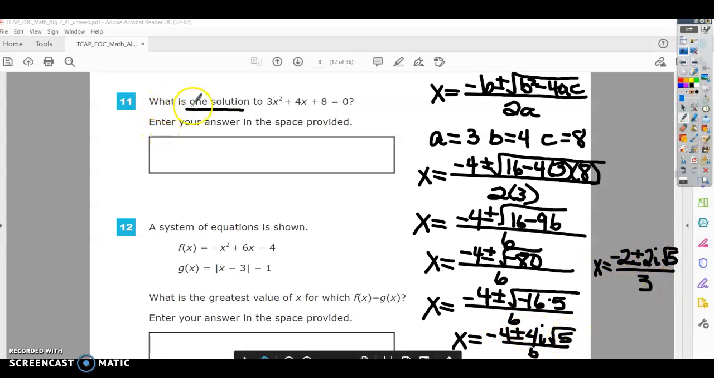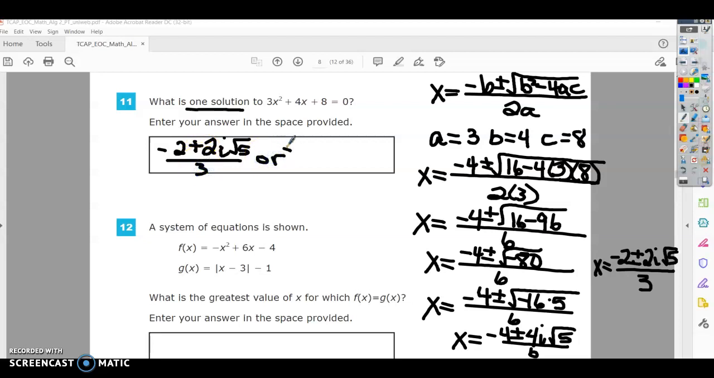All right, it says what is one solution? The plus or minus here makes it 2 solutions. So you can put negative 2 plus 2i square root of 5 over 3, or negative 2 minus 2i square root of 5 over 3. You don't have to put both of those. When it says one solution, they just want one or the other.